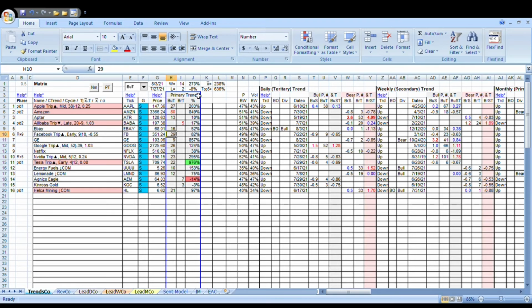Of all these here, 14 have produced a profit of 273 on average, with the top 5% producing 600%, which is pretty high. And that's what it does. It pays to follow the primary trend. It does that in the regular matrix as well as the company matrix.